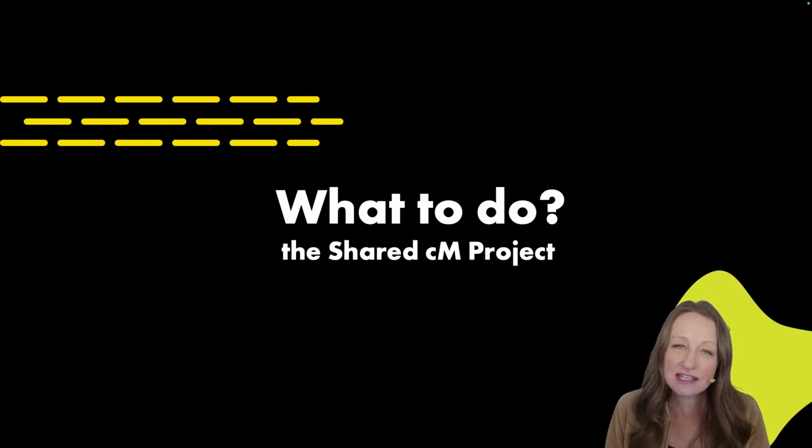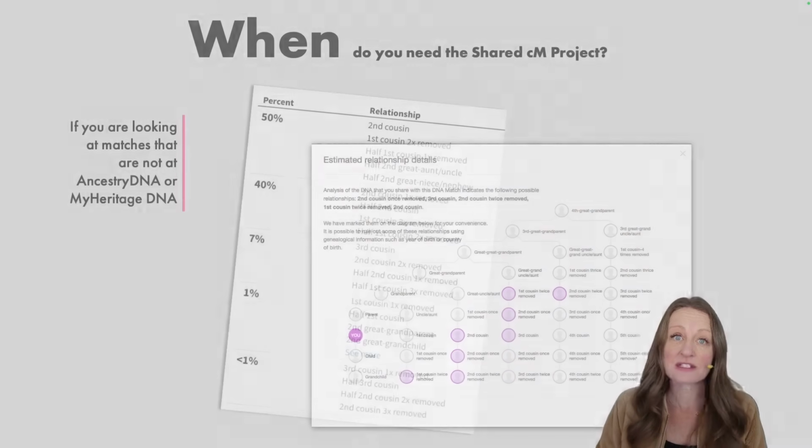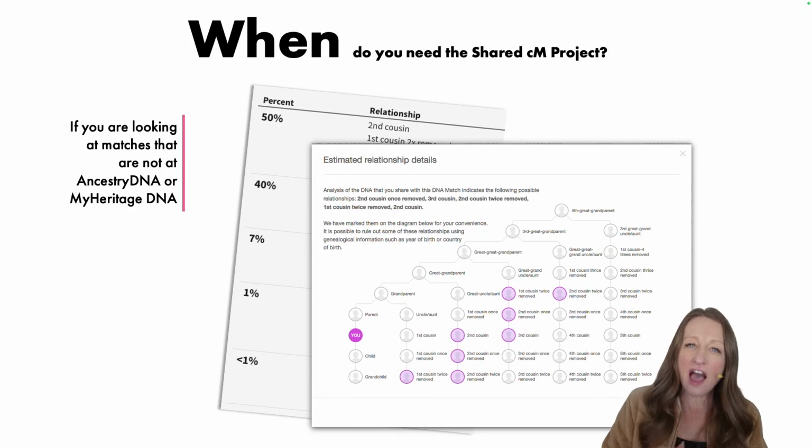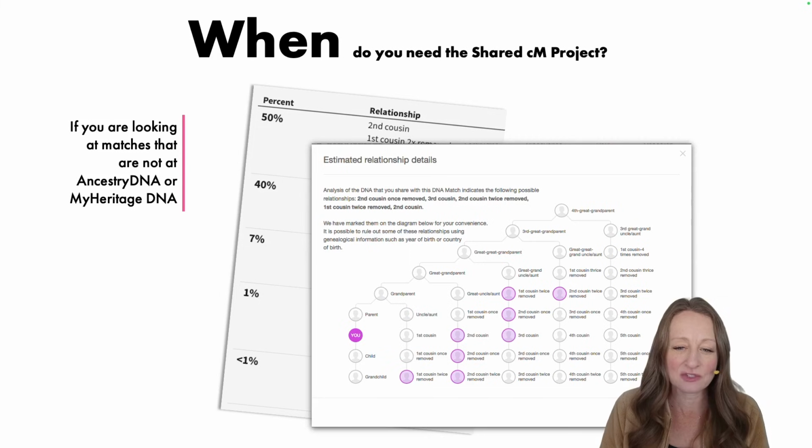Now, our testing companies do a really excellent job of trying to help us navigate this. Often they're going to suggest a relationship to you that's possible based on that amount of shared DNA. And in fact, two of our testing companies, AncestryDNA and MyHeritage DNA, have special tools to help you see all of the possible relationships you might have with someone. And these tools are really, really helpful. But sometimes it helps to understand the underlying science behind these tools.